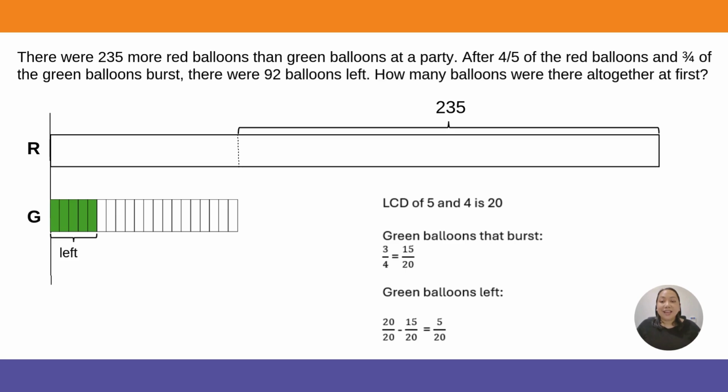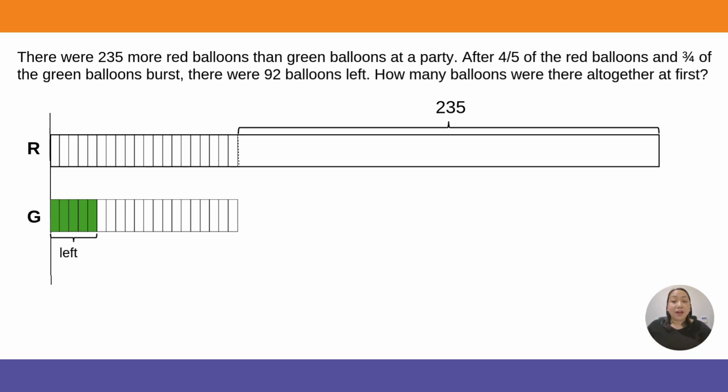To visualize this, let us shade 5 out of the 20 parts green, and these are actually the green balloons that were left. Since there were 235 more red balloons than green balloons at the party, the only difference between the red and the green bars here is actually the 235. So we can also cut that shorter part of the red balloons bar into 20 equal parts. So that means those 20 small parts plus the 235 make the total number of the red balloons that we have.